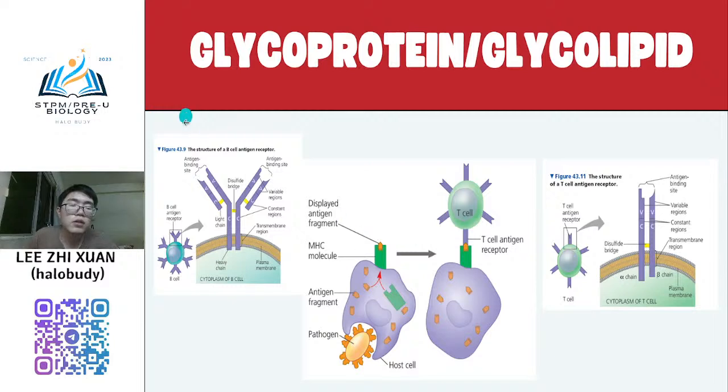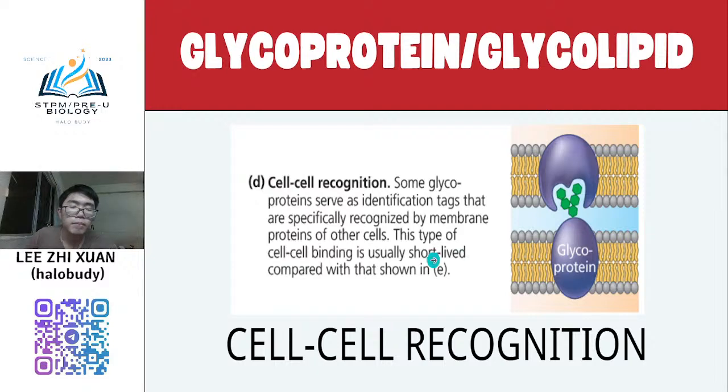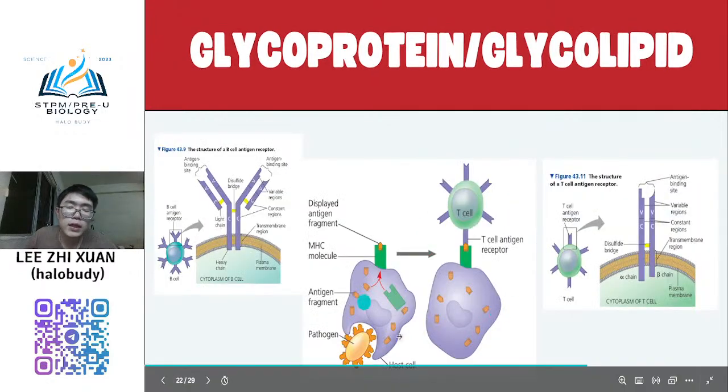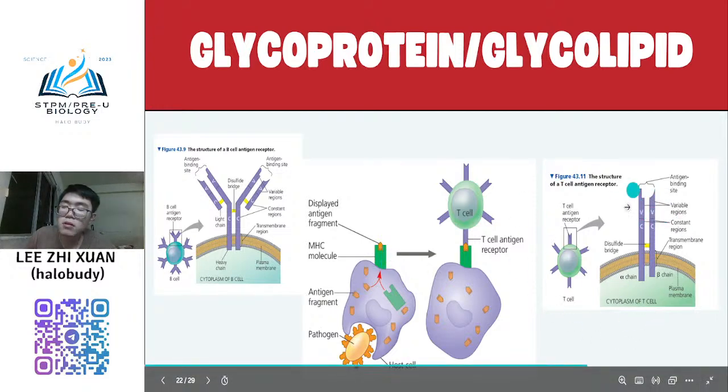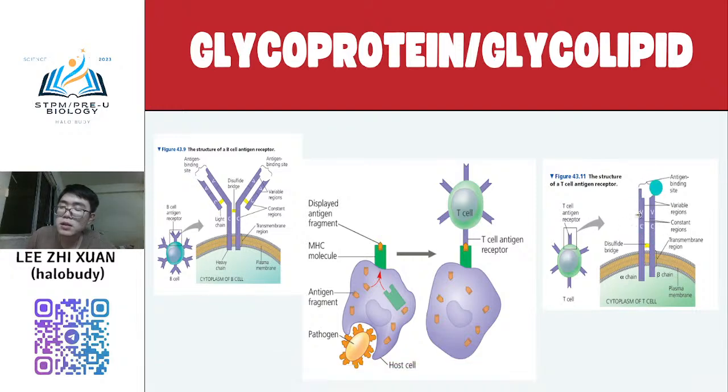So cell recognition means that there are some antigens for immunity. The antigen will bind to this antibody. Also for this one, the helper T cell has an MHC molecule. This MHC molecule also acts as a glycoprotein. And then this one is the T cell antigen receptor, which is also one type of glycoprotein.